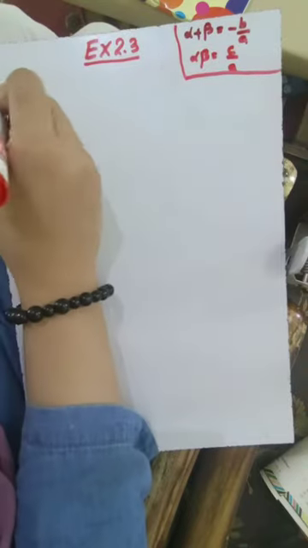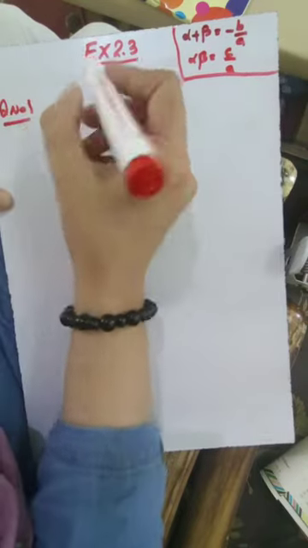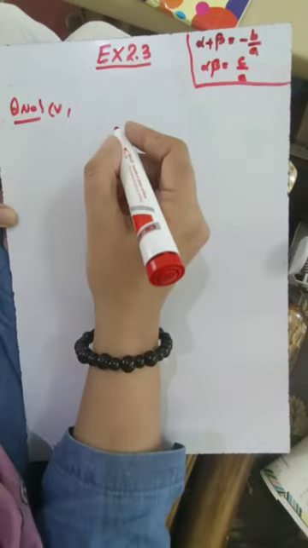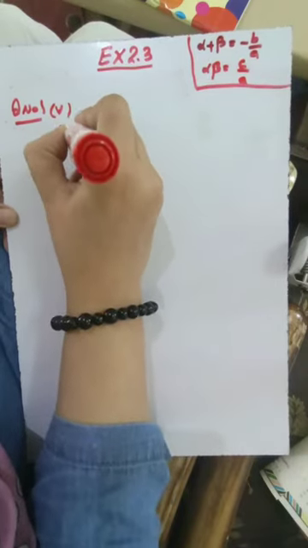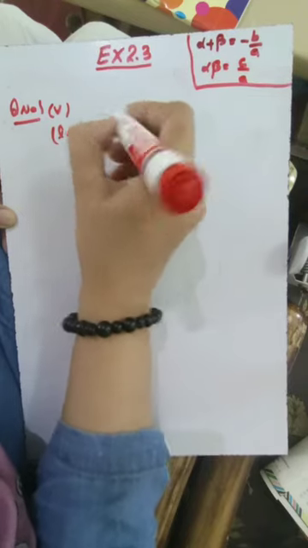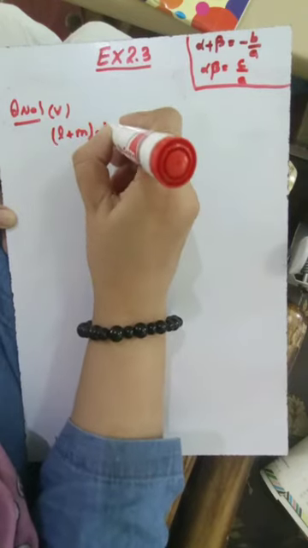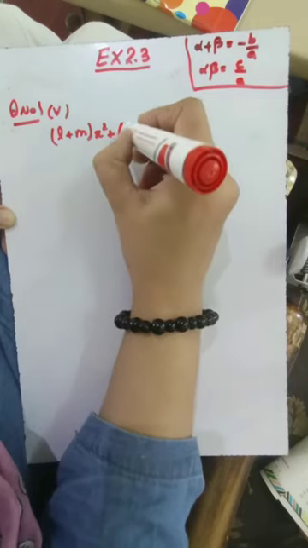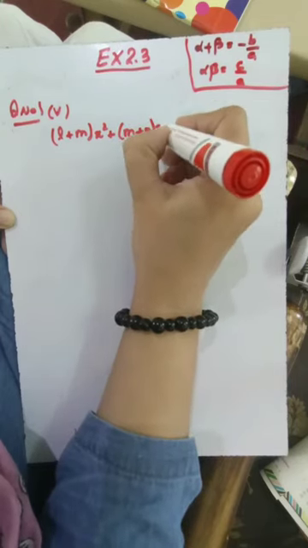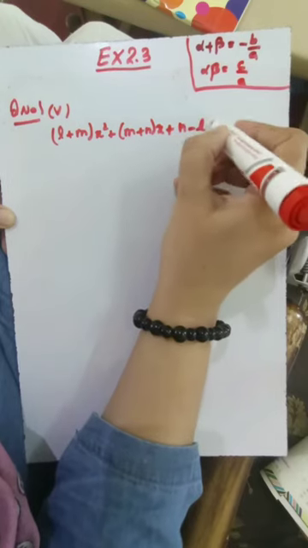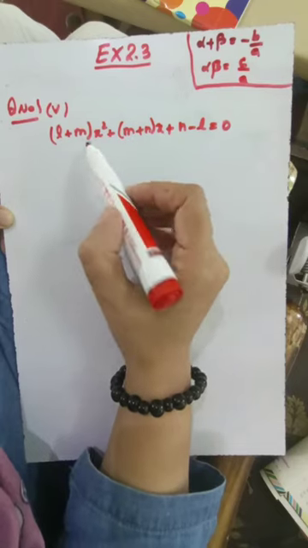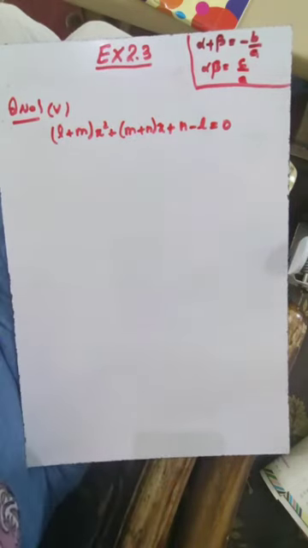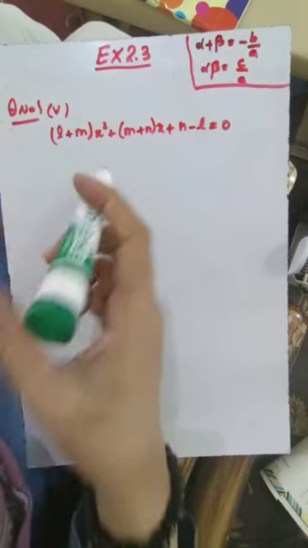Now part 5 is question number 1. Part 5 is (L plus M)x square plus (M plus N)x plus (N minus L) is equal to 0. This is the equation which is given to you. Now we want to find the sum and product of the roots of this equation.